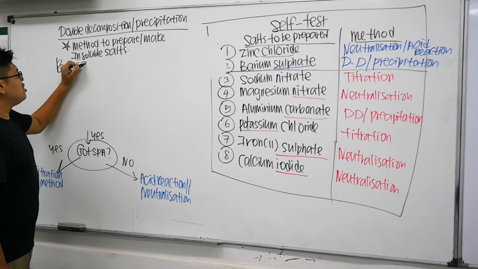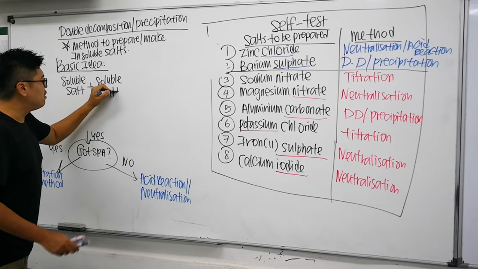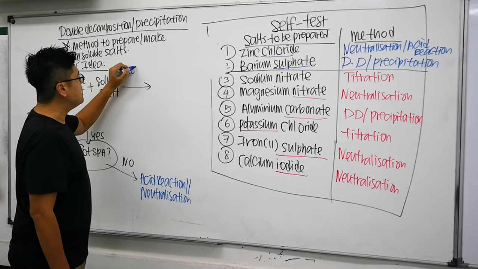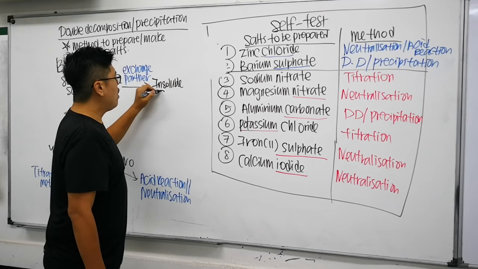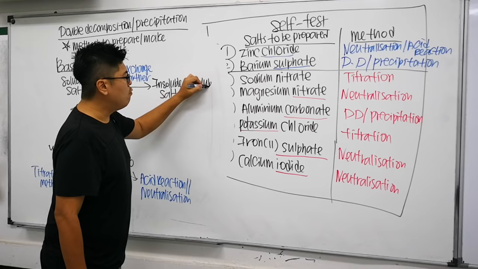You need to take a soluble salt, mix with another soluble salt. So when two soluble salts mix together, they will have a process, I call it exchange partner. They will exchange their partner. So after they exchange their partner, you will end up with an insoluble salt and another soluble salt. This is the most important concept you must know for double decomposition.